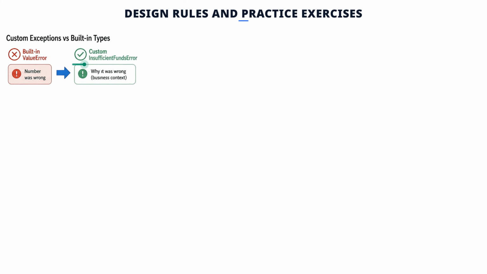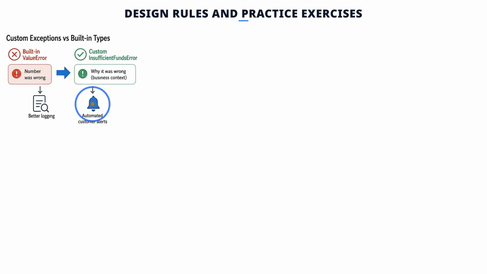Following up on that inventory example, let's look at how to truly master custom exceptions by distinguishing them from built-in types. For example, if we just use a built-in value error, it only tells you a number was wrong, but a custom insufficient funds error tells you why it was wrong in a business context. This is absolutely essential for creating better logging and automated customer alerts.